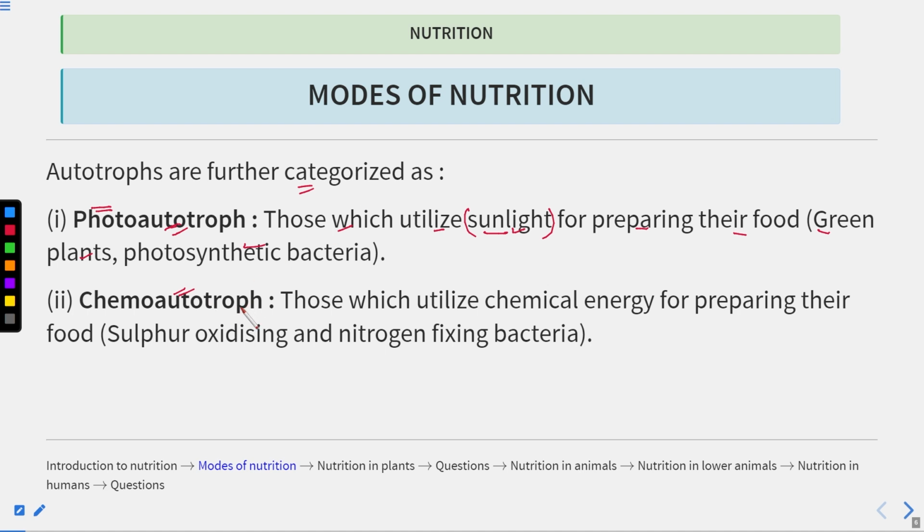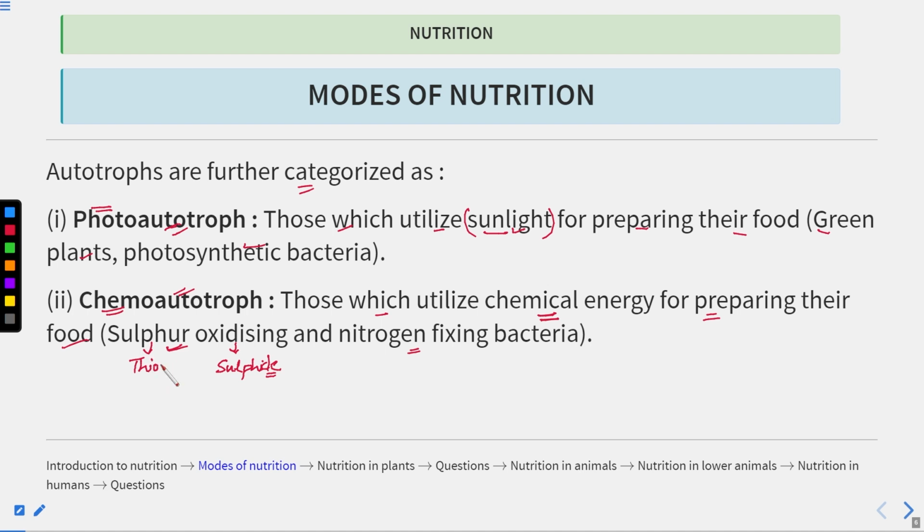And what are chemoautotrophs? These organisms utilize chemical energy for preparing their food. That's why they are known as chemoautotrophs. They break down chemical molecules such as sulfide. Examples are sulfur oxidizing and nitrogen fixing bacteria. Sulfur oxidizing bacteria obtain the energy by breakdown of the sulfide. An example is Thiobacillus, which is an example of sulfur oxidizing bacteria.